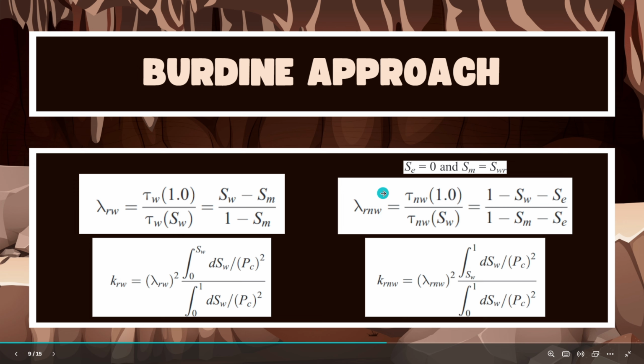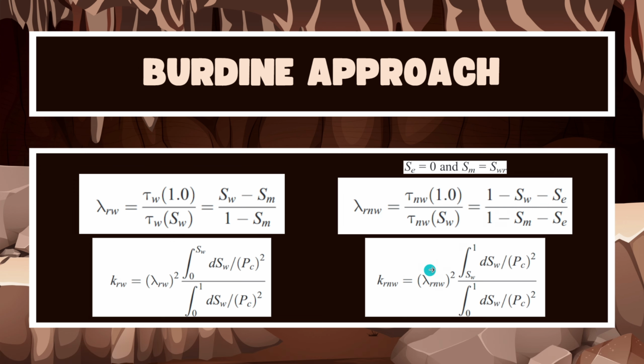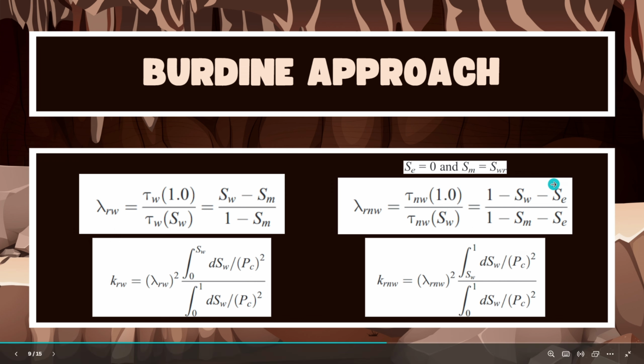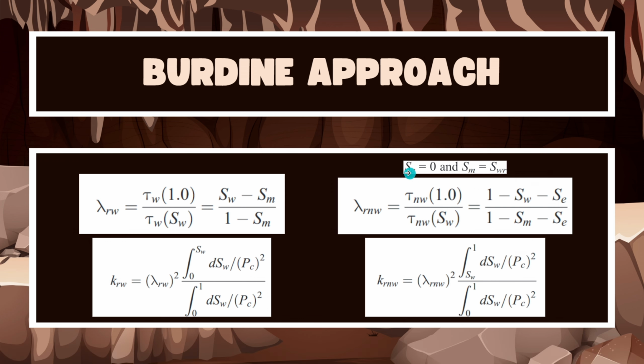And then for the non-wetting phase, it is similar, so we must square the tortuosity and then multiply by the Purcell approach formula, but we must take into account the SE. But the SE we assume is 0, where SE is the equilibrium non-wetting ratio.